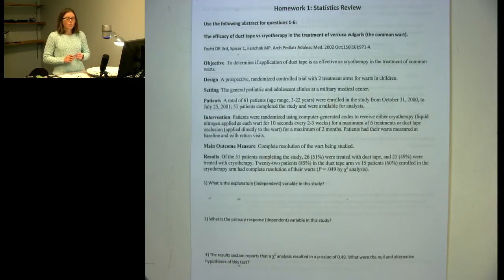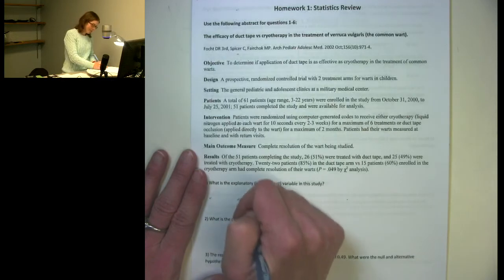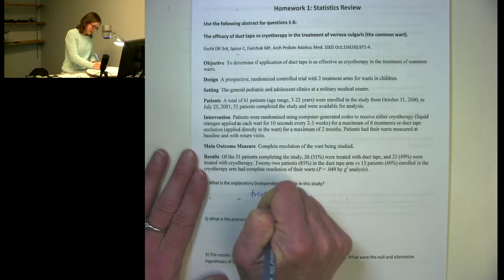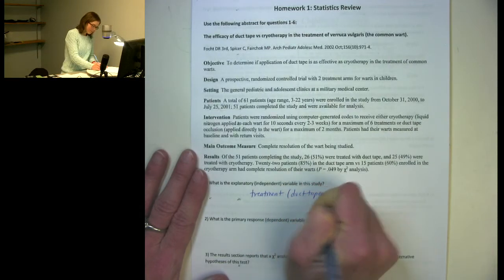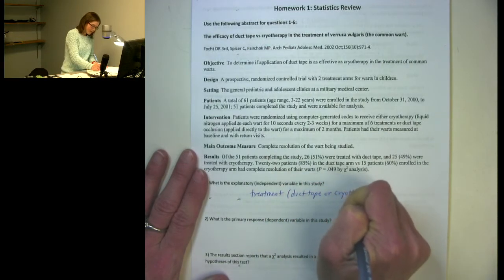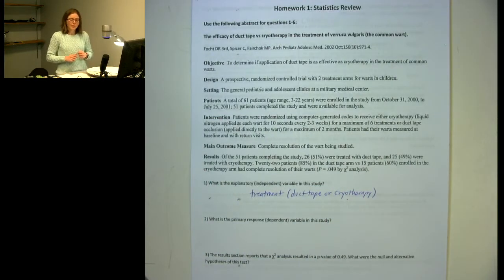So first of all, we're asked what the explanatory variable is, or the independent variable. And remember, the explanatory variable is the piece of information that we're collecting from each subject that we think may be influencing the response. So here, the thing that we think might be influencing is the treatment. So the treatment, whether they're receiving duct tape or cryotherapy, is our explanatory variable.